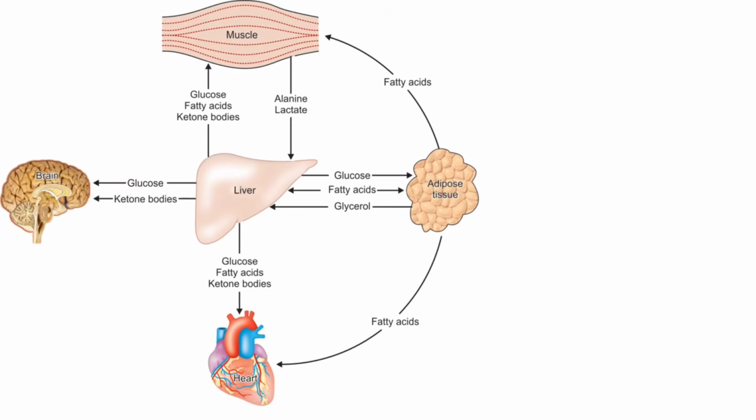This is the picture showing the integration of metabolism among major tissues of the body. As we have discussed, liver maintains the blood glucose level, and during the fed state, liver takes up the excess glucose and stores it as glycogen or converts it to fatty acid. During the fasting state, there is glycogenolysis and gluconeogenesis by the liver, which are the major sources of glucose for the rest of the body.